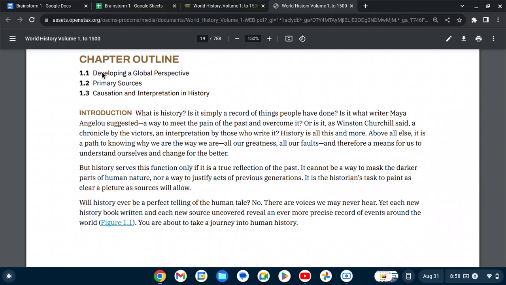But history serves this function only if it is a true reflection of the past. It cannot be a way to mask the darker parts of human nature, nor a way to justify acts of previous generations. It is the historian's task to paint a clearer picture as sources will allow. Will history ever be a perfect telling of the human tale? No. There are voices we may never hear. Yet, each new history book written and each new source uncovered reveal an ever more precise record of events around the world. You are about to take a journey into human history.